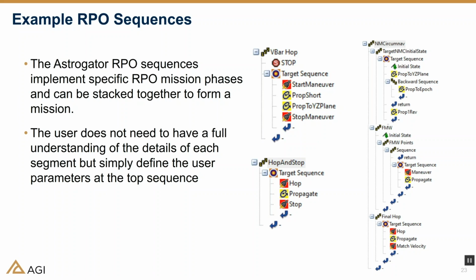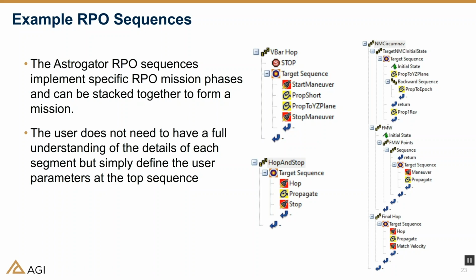So under V-bar hop, there's a target sequence. And you have to start the maneuver. It's a radial maneuver. Then you propagate to the other side where you stop it, and then you've effected a V-bar hop. A V-bar hop is essentially, by the way, half of a natural motion circumnav. It takes half of a rev to complete. That's the definition of the V-bar hop.